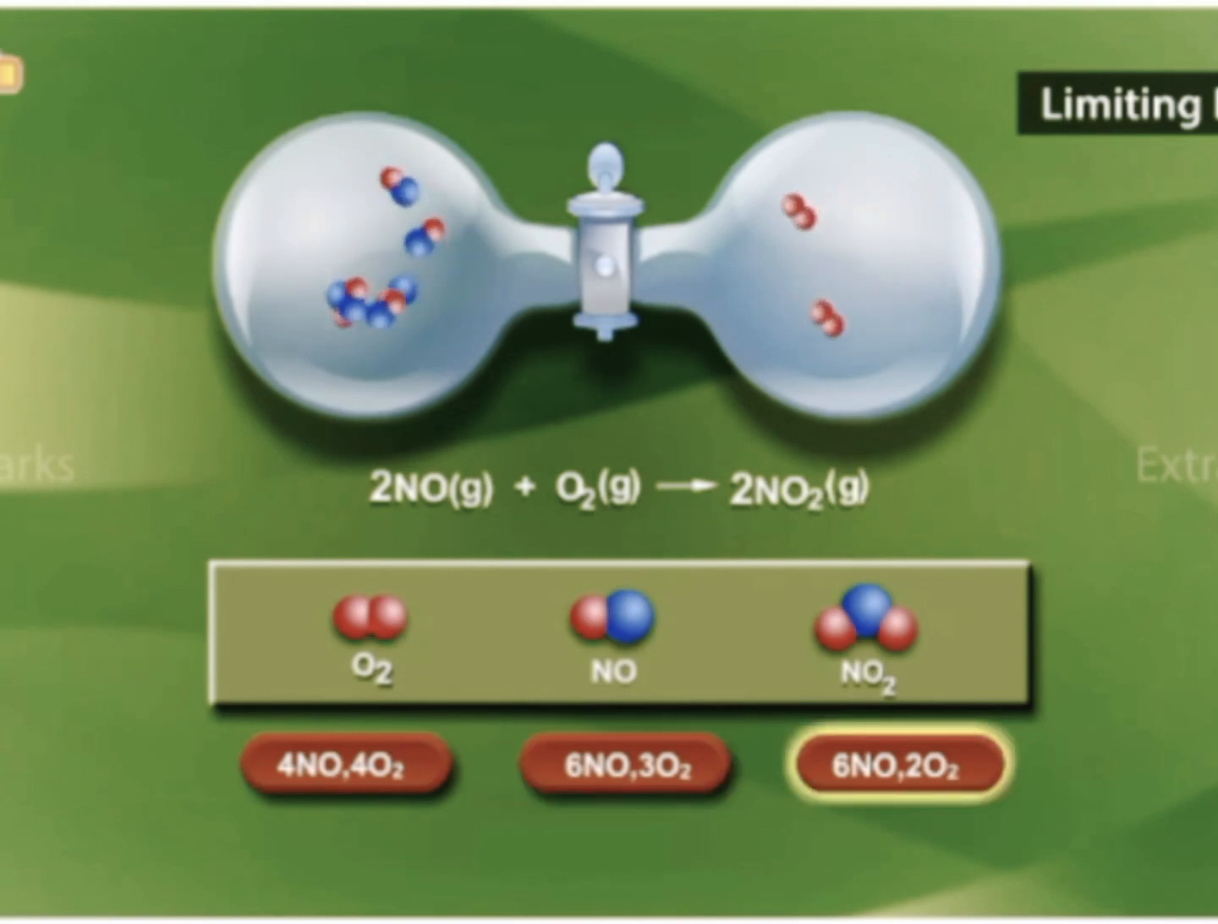In third case, 6 molecules of nitric oxide and 2 molecules of oxygen are present separately in 2 bulbs. When these are allowed to react, 2 molecules of oxygen react with only 4 molecules of nitric oxide and 2 nitric oxide molecules remain unreacted. This time reaction stops when oxygen gets consumed, that is, oxygen limits the reaction and therefore it is the limiting reagent while nitric oxide in this is in excess.